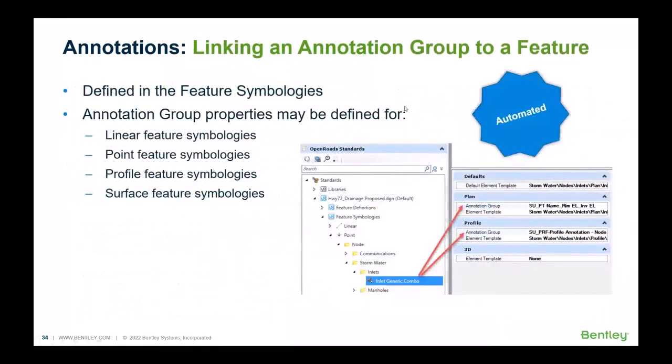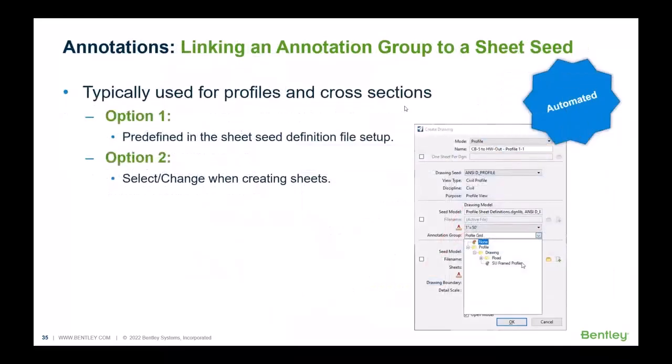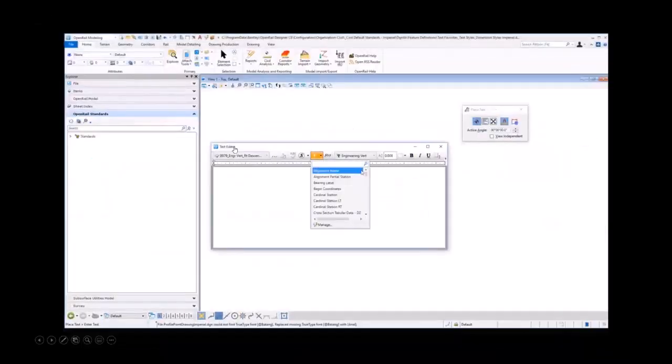Okay, once you have the annotation group, how do you link it to different things? Like I said, it could be linked to a feature definition or to a sheet seed definition. It's in the feature symbologies that you would link that annotation group. For sheets, once you have created an annotation group for sheets, you can set it in the definition file, or when you go to create sheets, it should be listed there as an annotation group that you could pick from. So let's take a look at that.